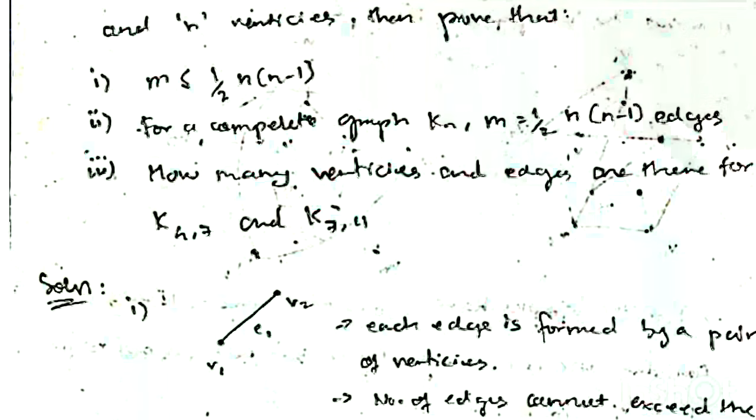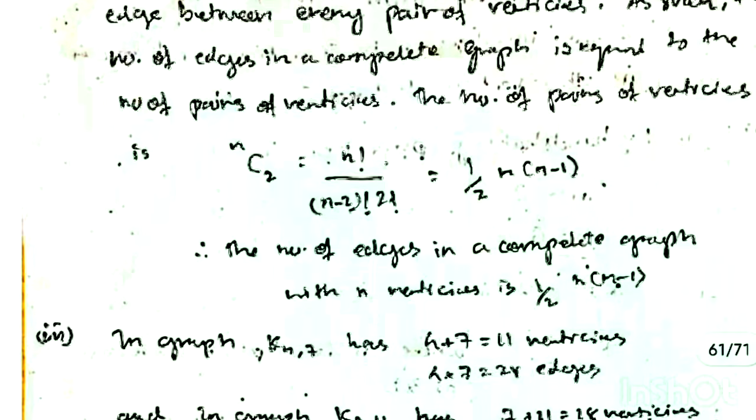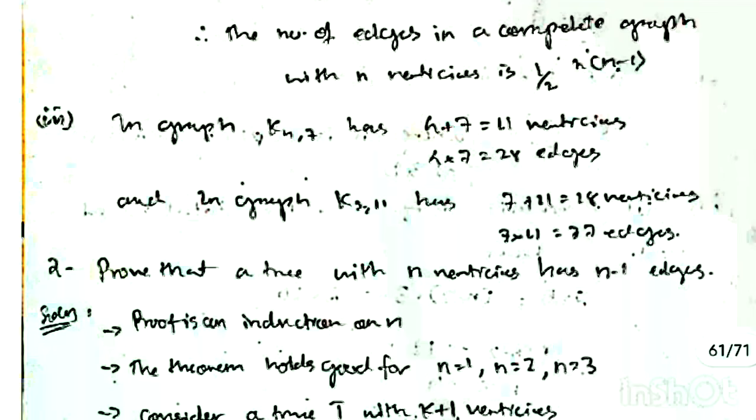In the next question, we have been asked to find out how many vertices and edges there are for K 4,7 and K 7,11. So what is K 4,7? If the number of edges has to be found, it will be the product, and if the number of vertices has to be found, it will be the sum.